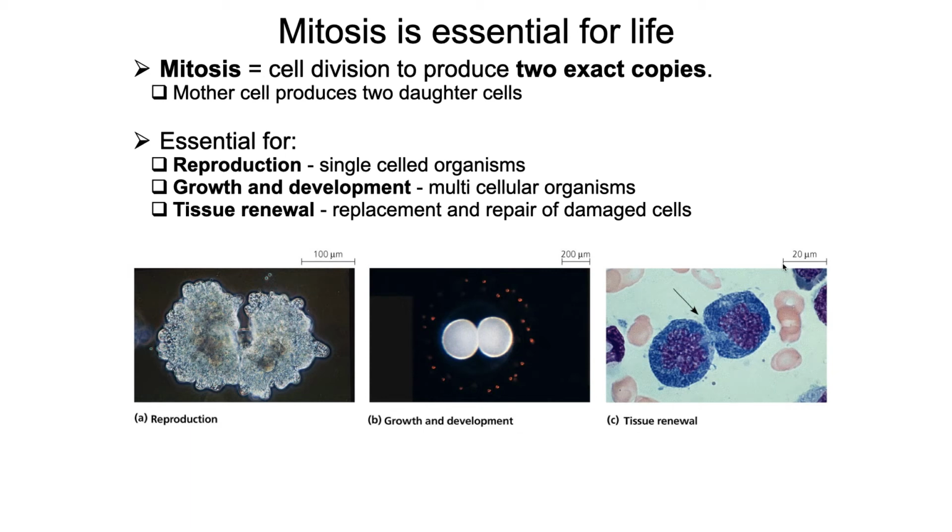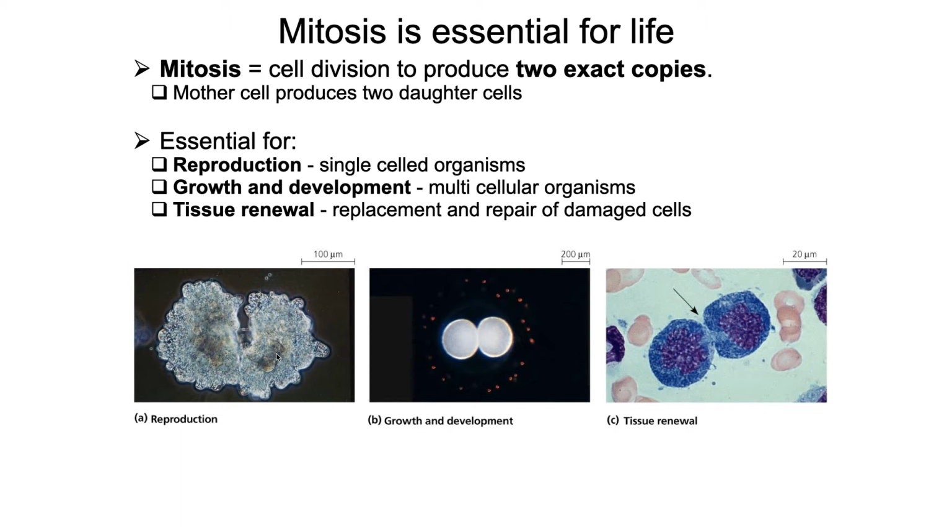In this lecture, we're going to talk now about mitosis. Now, mitosis is an absolutely essential process for life. It is a type of cell division that produces two exact copies. So that mother cell is going to divide into two daughter cells, each of which is identical to that mother cell and each of which is identical to each other.